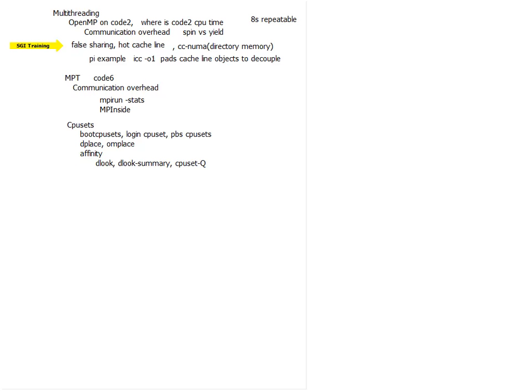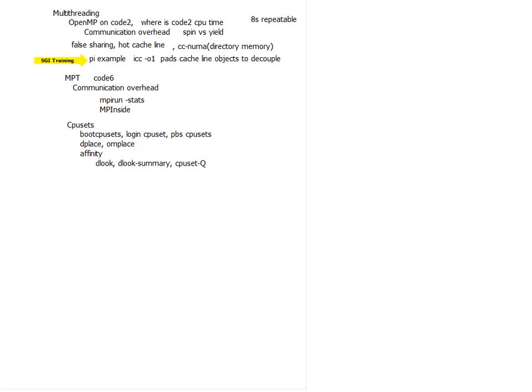A write to memory is going to result in CC NUMA coming in and directory memory being used, which is an SGI-specific feature of the hub. It will go to directory memory and say, what CPUs are sharing this 64-byte cache line? And then broadcast an intervention to them. Now, this is known as a hot cache line, and it's a scalability problem.